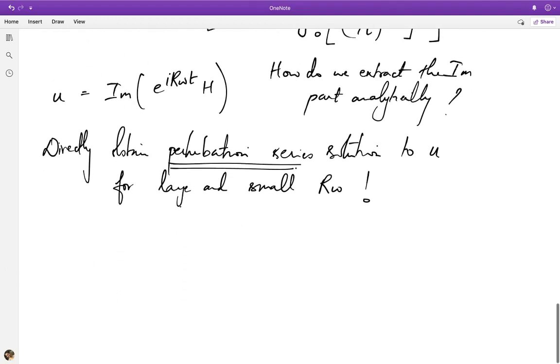So we really have two limits, like I said, large and small Rw. So let's begin with the limit of small Rw, which is the small frequency.